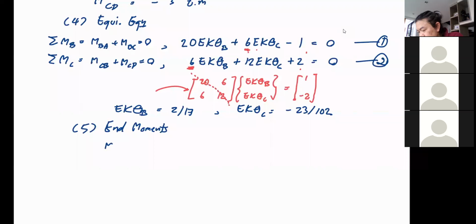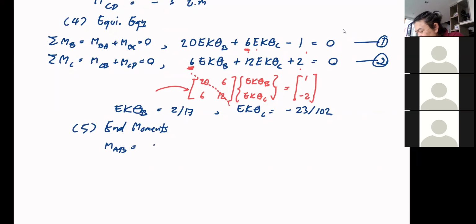MAB. One more thing. If you don't use relative stiffness just like I do, or you use a different relative stiffness, these answers will come out differently, but relatively they are the same. When you compare the two of them, in the end, no matter what you use as relative stiffness, the end moments will come out to be the same.